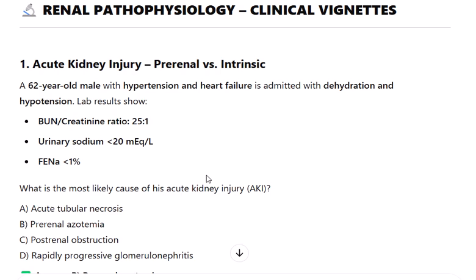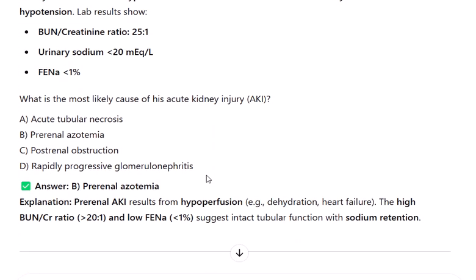B. Prerenal azotemia. Explanation: prerenal AKI results from hypoperfusion, e.g. dehydration, heart failure. The high BUN creatinine ratio and low FENa, less than 1%, suggest intact tubular function with sodium retention. 2. Acute tubular necrosis, classic lab findings.